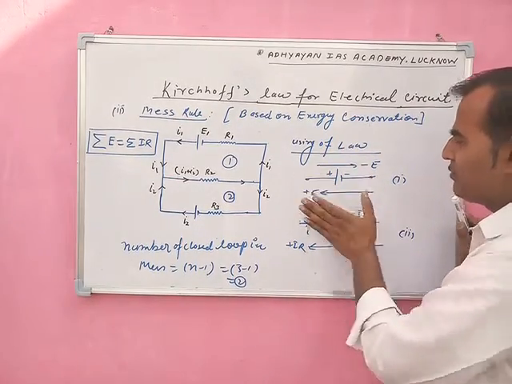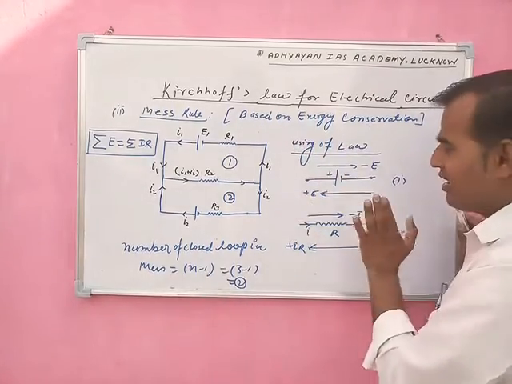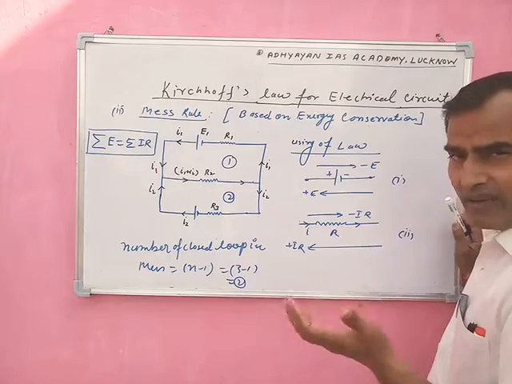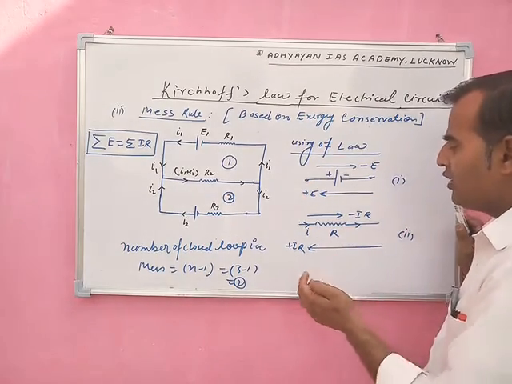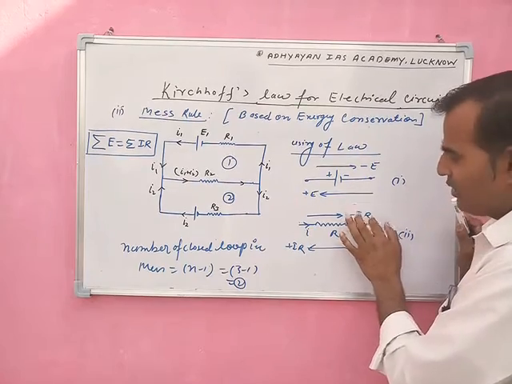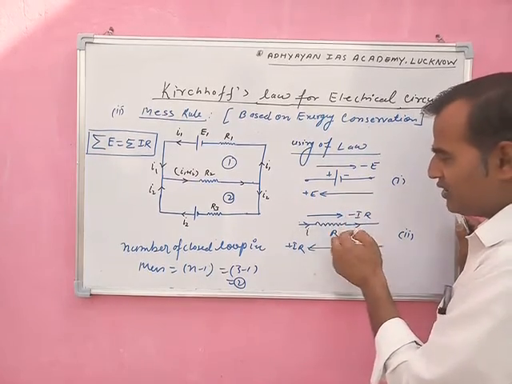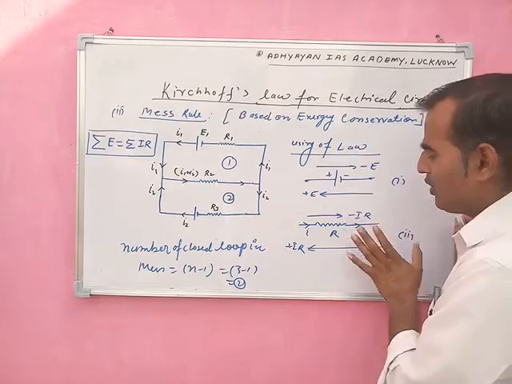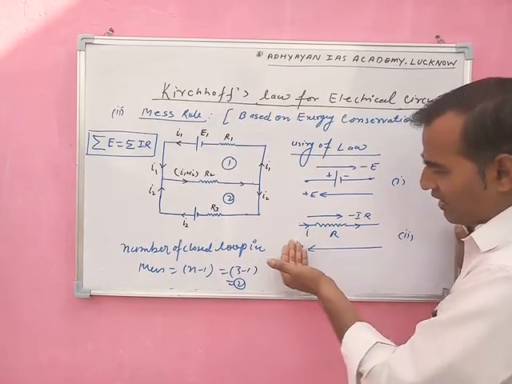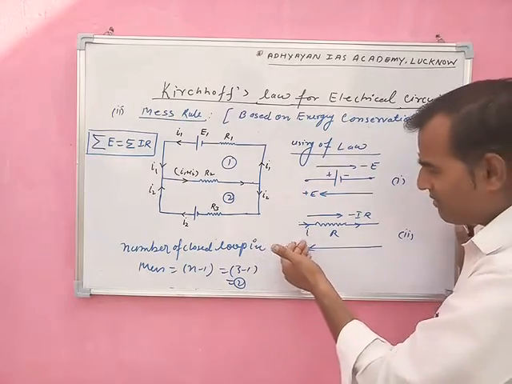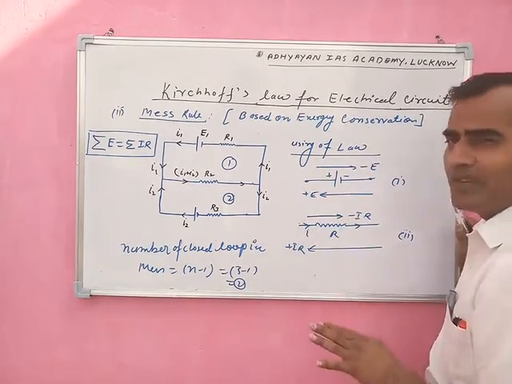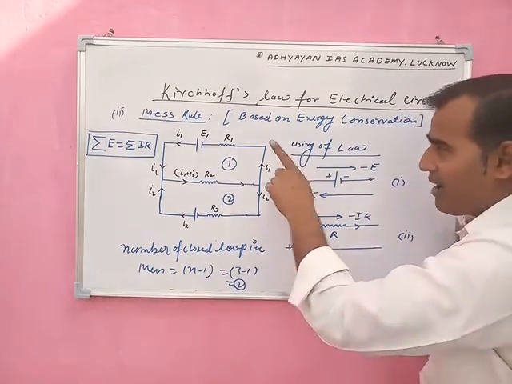We consider this totally based on energy conservation. As we know, in any circuit current always flows from higher to lower potential, so we consider minus IR. And when we go back, opposite to the current is higher potential, so we consider plus IR. These are the basic rules to apply the mesh rule.